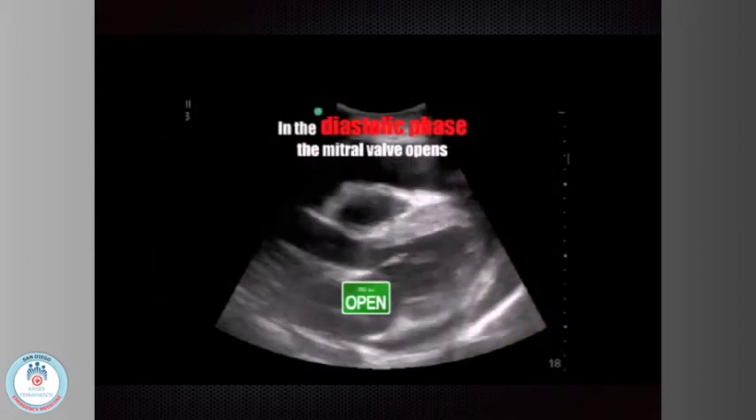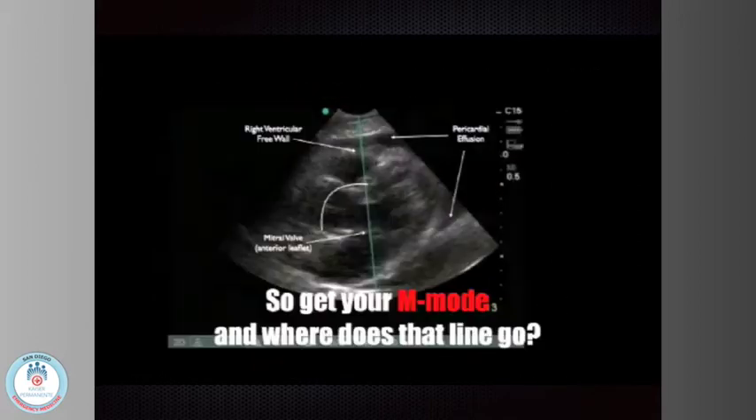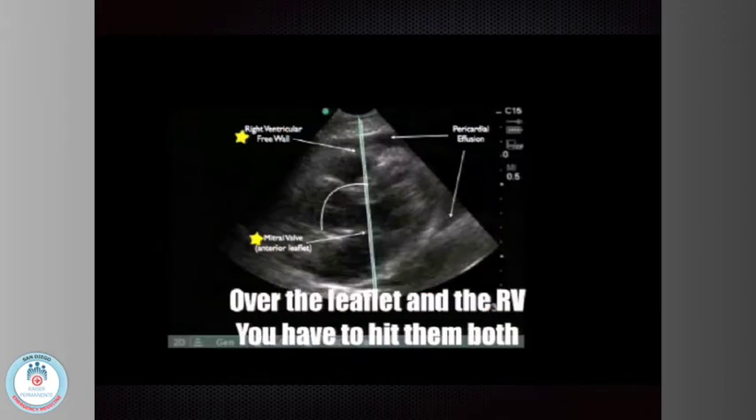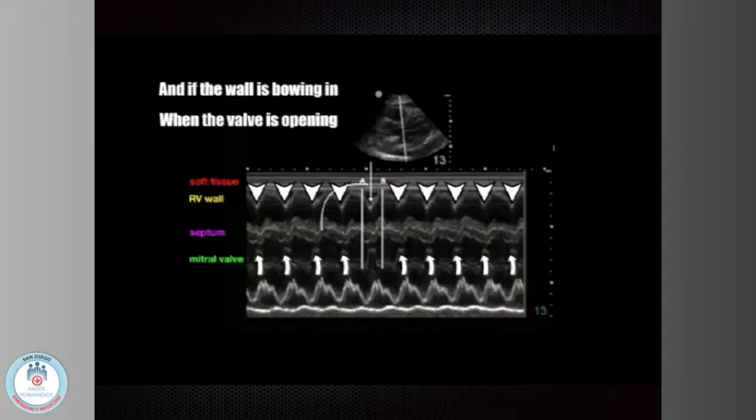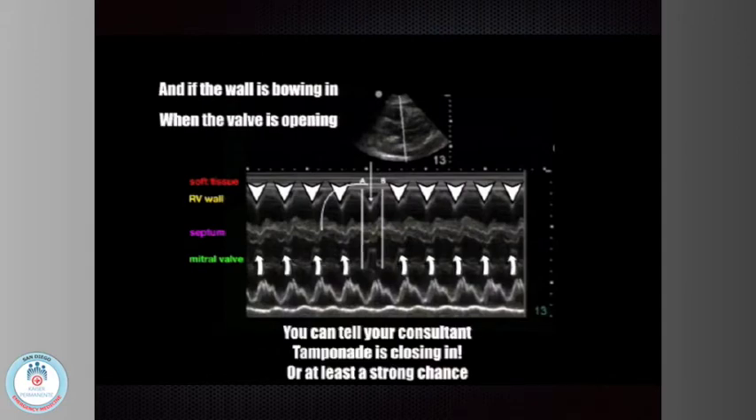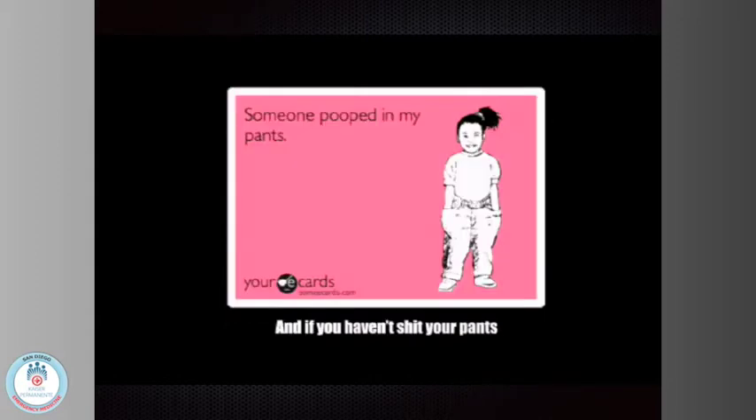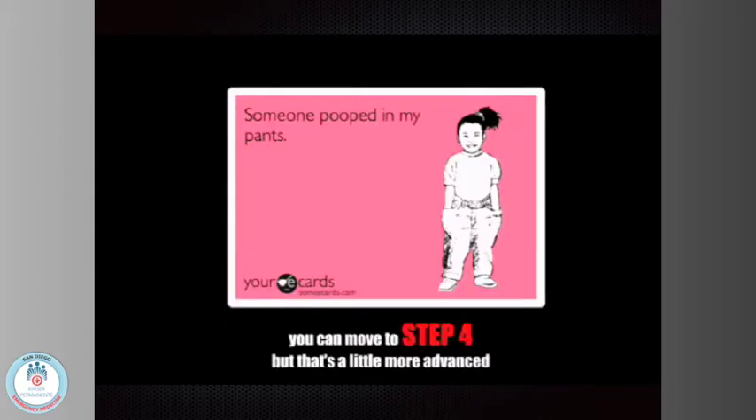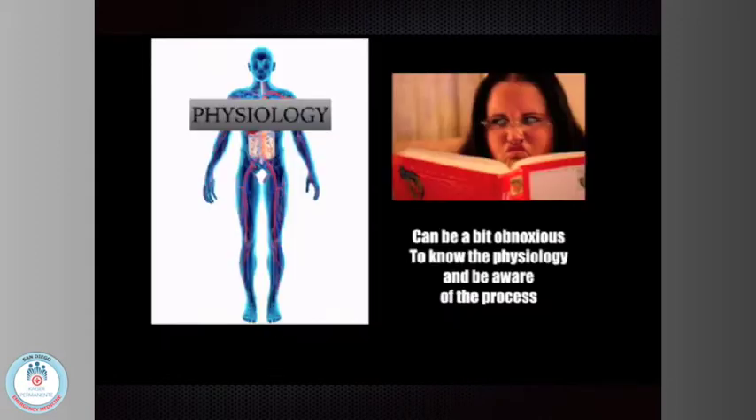In the diastolic phase, the mitral valve opens. Front leaflet to septum, and in systole it closes. So get your M mode and where does that line go? Over the leaflet and the RV. You gotta hit them both. And if the wall's bowing in when the valve is opening, you can tell your consultant tamponade is closing in, or release a strong chance. So get your needle ready, and if you haven't soiled your pants, you can move to step 4, but that's a little more advanced.